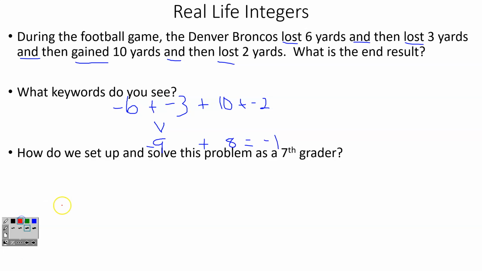You could also set it up as a model. For example, lost 6 yards would be 6 negatives. 1, 2, 3, 4, 5, 6. And then lost 3, so I'd add 3, put 3 more negatives. 1, 2, 3. Gain 10. 1, 2, 3, 4, 5, 6, 7, 8, 9, 10. And lost 2, which means I would put 2 more negatives on. There's my 0 pairs. Trying my best to use a mouse to circle these. And I end up with 1 negative, which is what I got there.